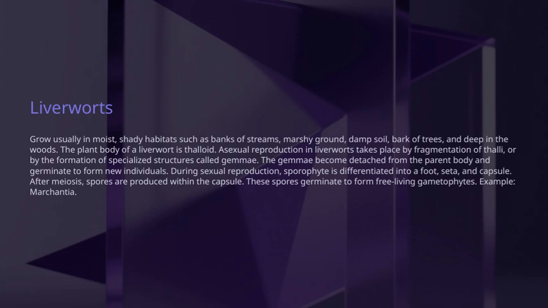An example of a liverwort is Marchantia, which is often used in studies to understand these processes. So, in essence, liverworts are fascinating because they have both asexual and sexual methods of reproduction, ensuring their survival in moist, shady environments. This dual reproductive strategy is a key part of their adaptability and success in such habitats.